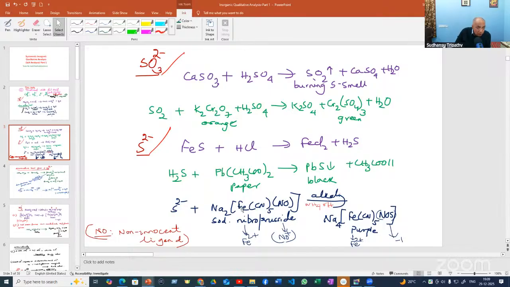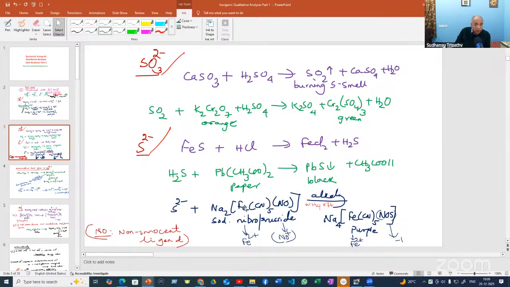So, the most important test is adding sodium nitroprusside solution. If you pass H2S gas or any soluble sulfide salt to sodium nitroprusside solution, which is a complex of iron +2, pentacyanide nitrosonium. In fact, it is not nitrosyl, it is nitrosonium, NO+.